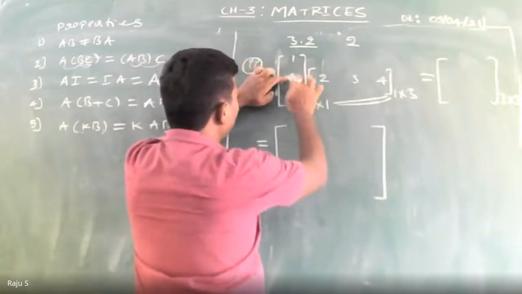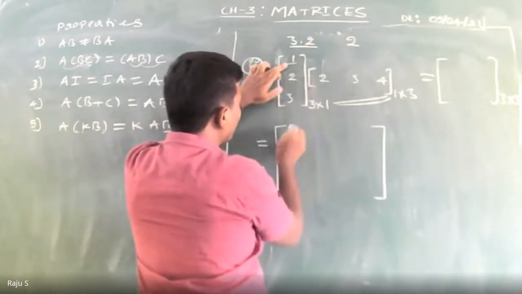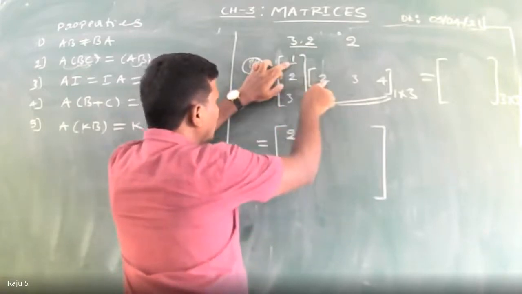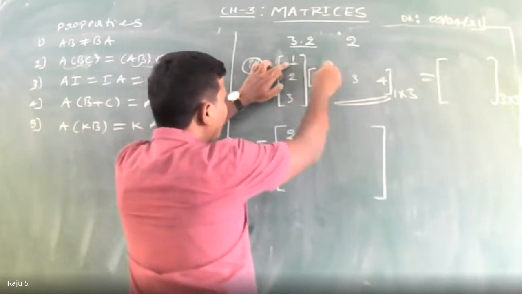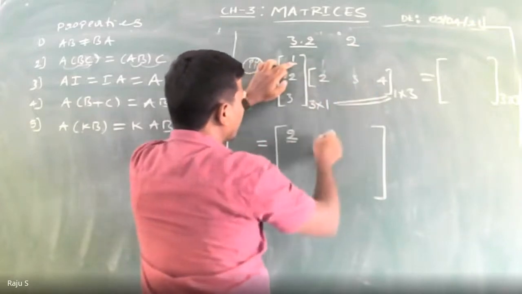First row, I am taking your first row, first column. 1 into 1 into 2, directly I am writing the value 1 into 2. Okay, first row, first column, completed. Next, first row, second column.